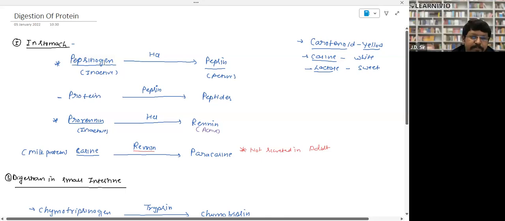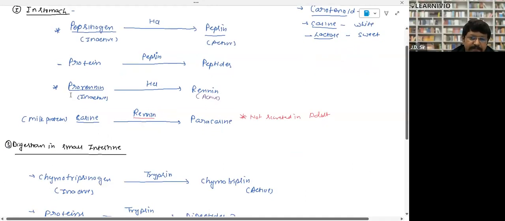There is an enzyme called pepsinogen secreted in the stomach. Pepsinogen is a proenzyme, an inactive enzyme. When HCl is secreted, HCl converts pepsinogen into pepsin, meaning it converts an inactive enzyme into an active enzyme. Then protein is broken down by pepsin into peptides.